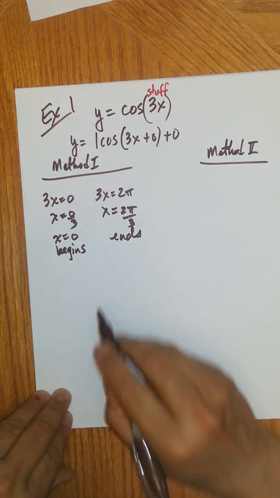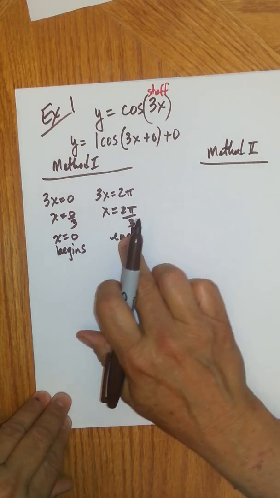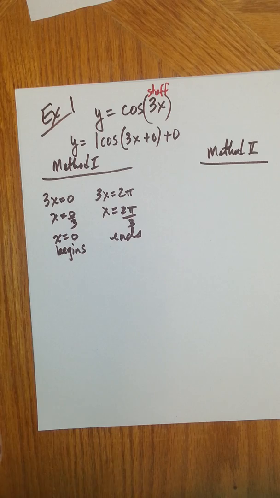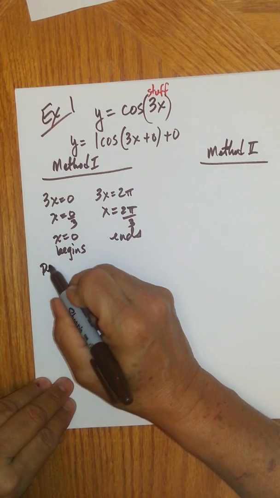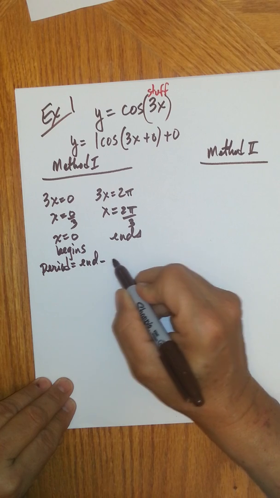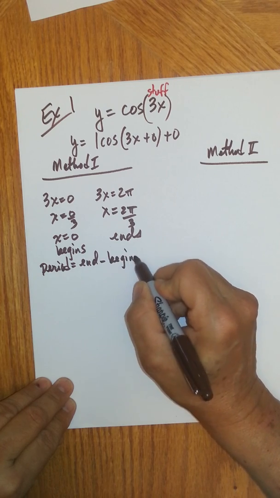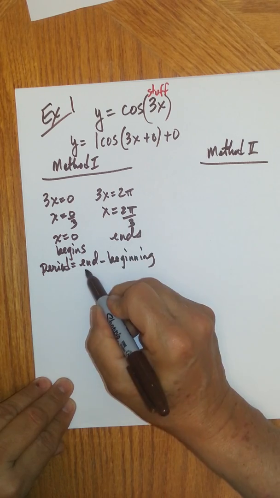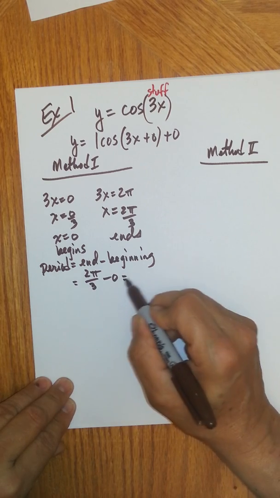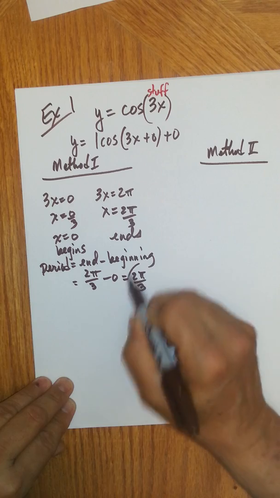So the distance between these, the end minus the beginning, will give me the period or the length of the wave. So the period, using method 1, is end minus beginning. So that's 2 pi over 3 minus 0, which is 2 pi over 3. So my period is 2 pi over 3.